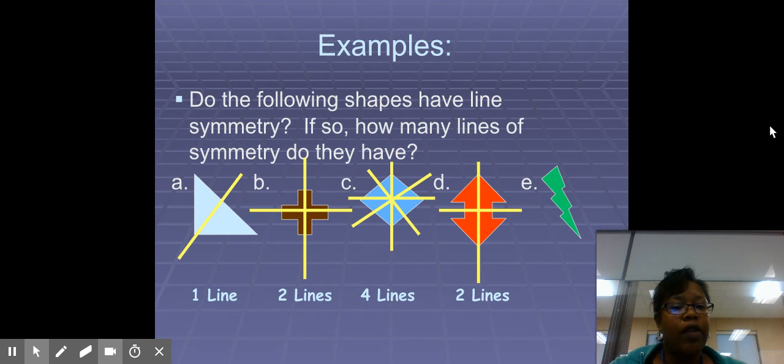And E, does it have lines of symmetry? Can we fold this lightning bolt so that the edges will match up? It has no lines of symmetry.